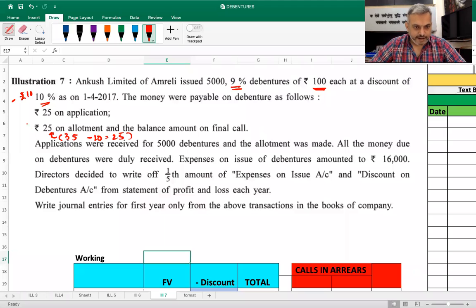So how much will the final call be? 25 plus 35, because we have to see the face value. So 25 plus 35 is 60, and final call will be of rupees 40. We'll do this in the working. Applications were received for 5,000 debentures, and allotment was made. All money due on debentures was duly received. Now there's a new point over here. Expense on issue of debentures amounted to 16,000.